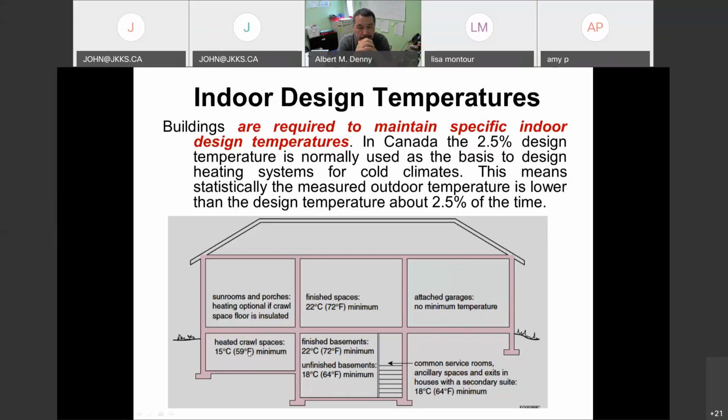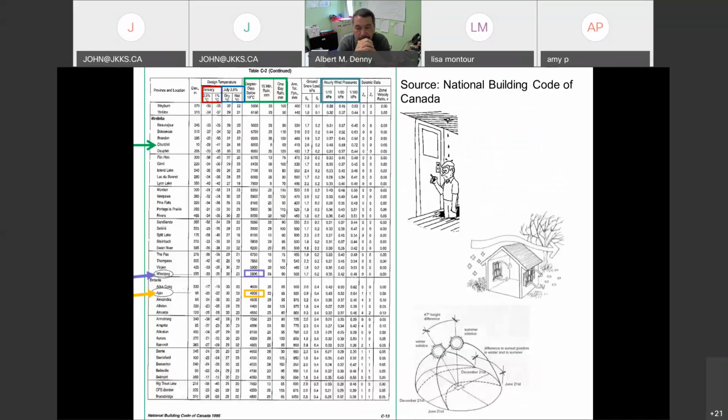Heated crawl spaces, attached garages, sunrooms, etc. So again, these all come out of building code, which gets us to the next slide. This is a 1995 data sheet out of the National Building Code of Canada. And what I like to talk about is differences in temperature and degree days. I'm going to compare three locations here. Ajax, which is just near Toronto, and it has, if we go up here in the green box, degree days. You'll see over here in the red box, design temperatures.